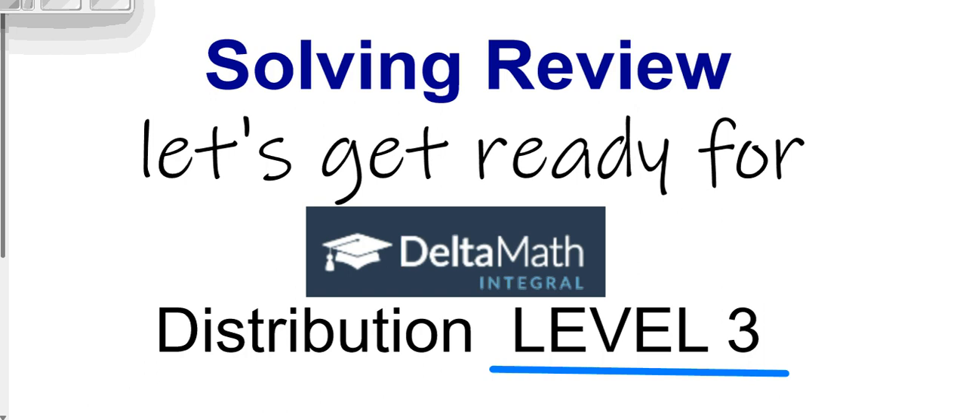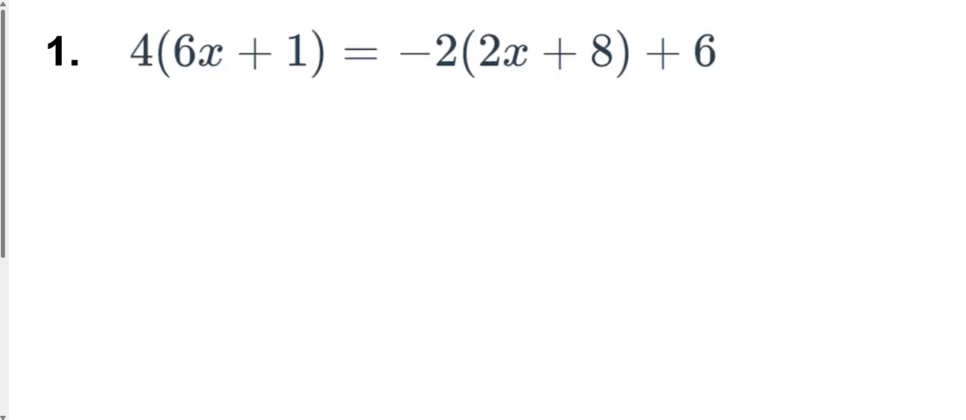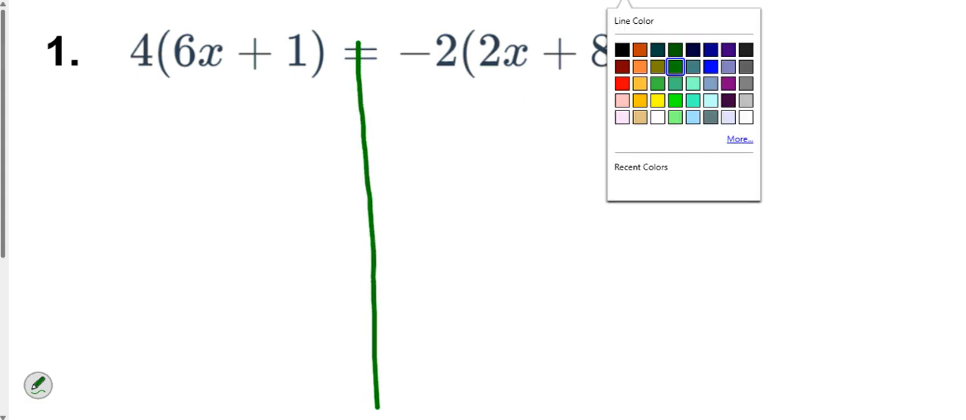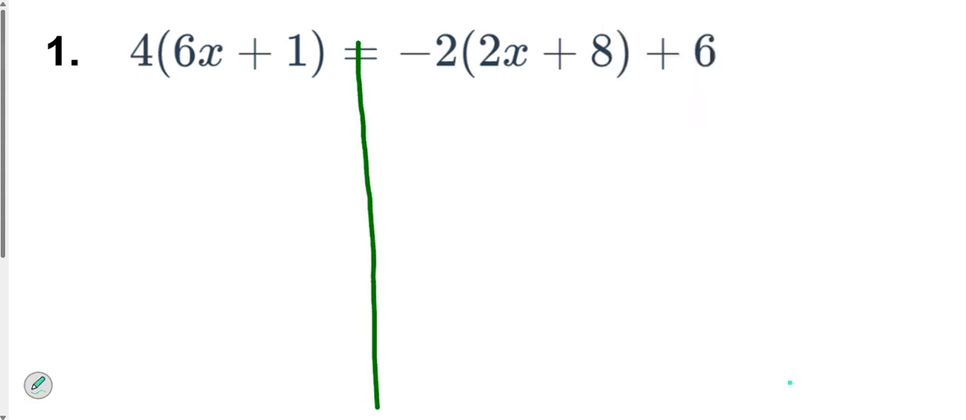Okay, here we go. We're going to solve equations with distribution again. This is level 3. It's our last video for solving equations. All right, so, you knew it, right? Distribution on both sides. We can do it. Let's go ahead and put our line down here to keep everything kind of straight. Pick a good color, and here we go.